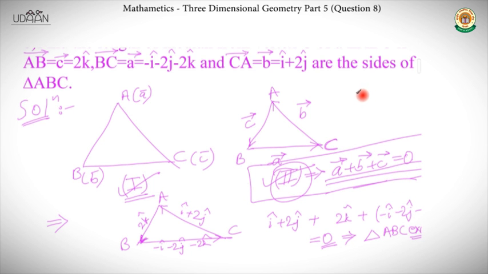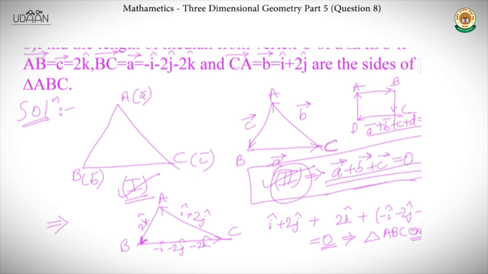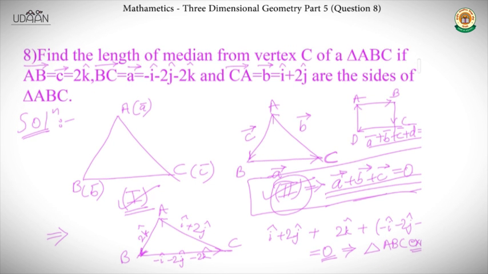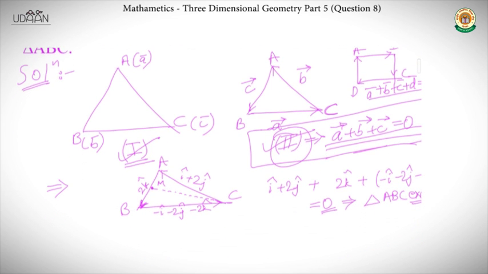Let's say it was a polygon of four sides, A, B, C, D. Then A plus B plus C plus D must come out to be 0 if A, B, C, D represent the sides of quadrilateral ABCD. So it must be the case always. Now we move on. What we need to find out is the length of the median from vertex C to AB. So we need to find the length CM. Let's say the midpoint of AB is M. So we need to find the length of CM.